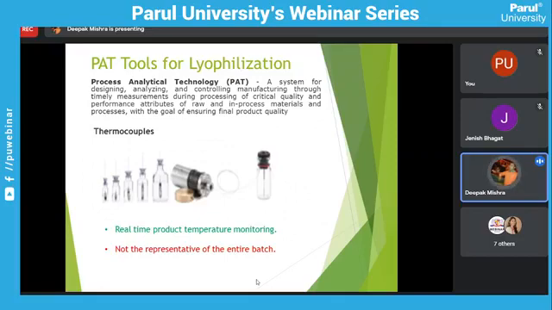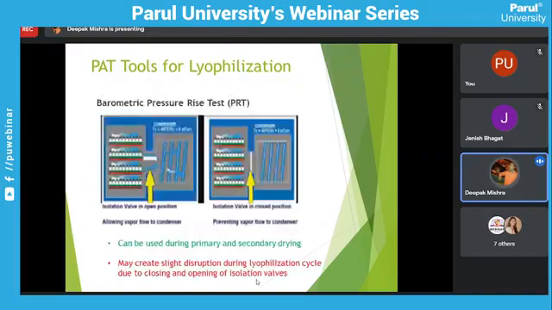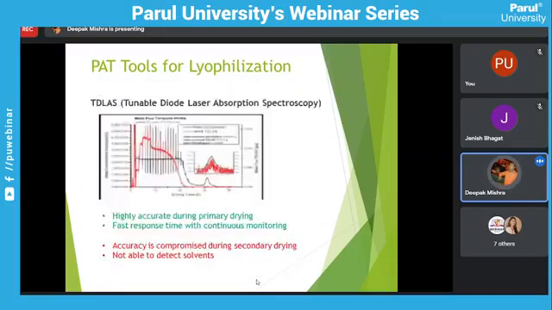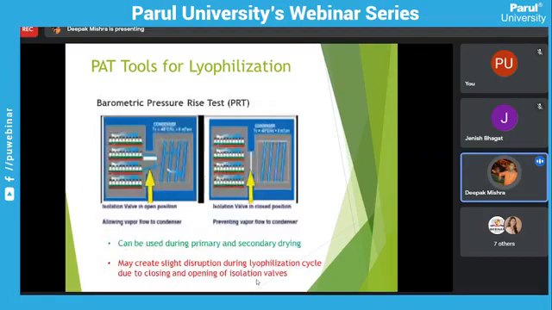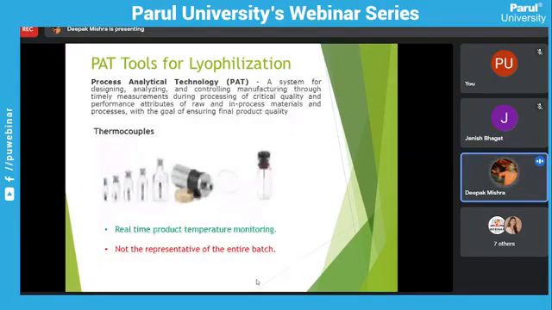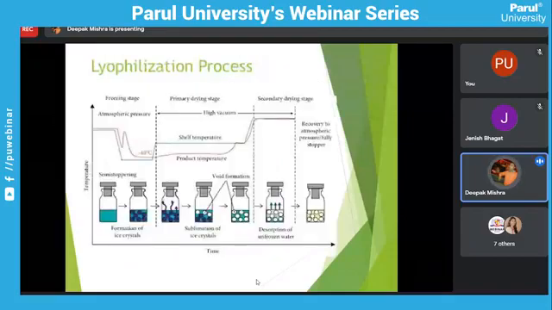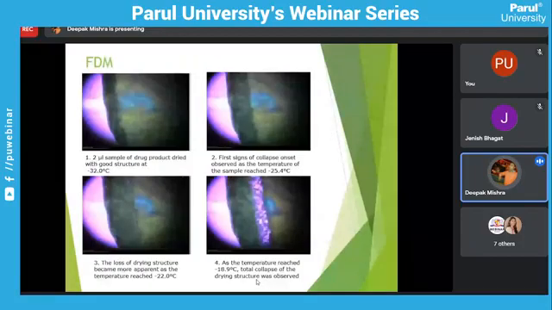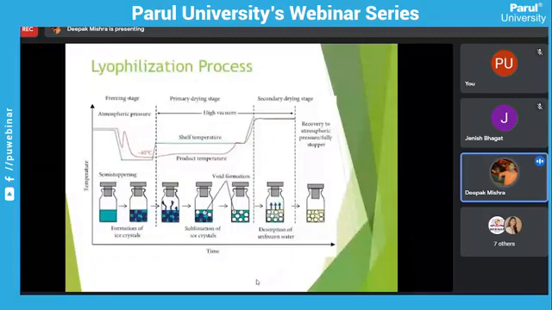So there are lots of PAT tools we are using in the lyophilization process. We can discuss them here one by one. The first one is the thermocouple. The thermocouple is just like a probe in the vial. This probe is in direct contact with the drug product, and on the basis of this probe you can see the shelf temperature and product temperature. The product temperature we can check on the basis of this thermocouple, folks.